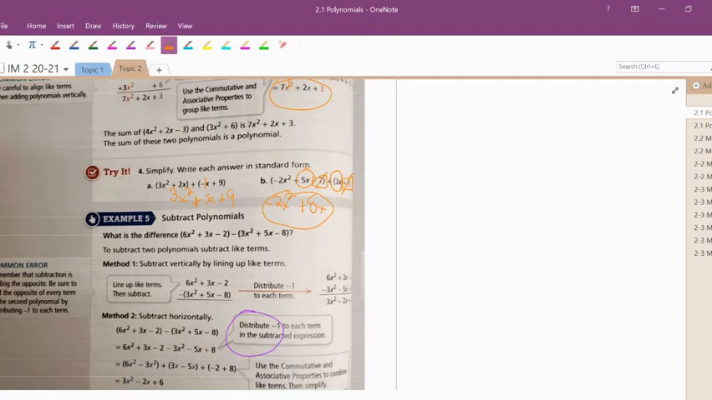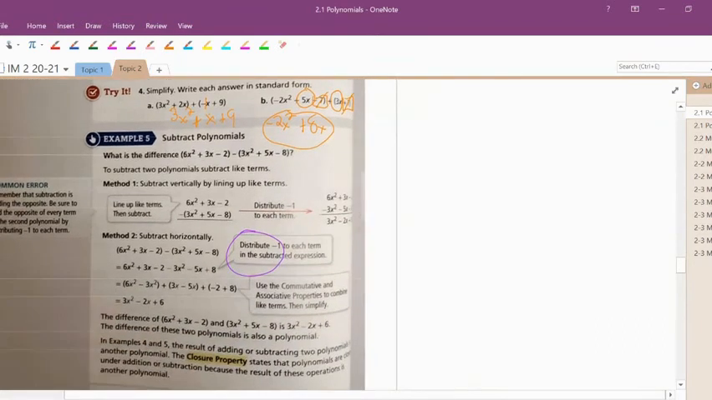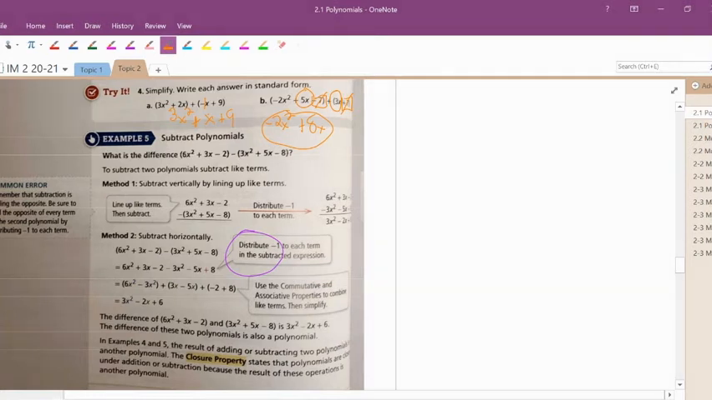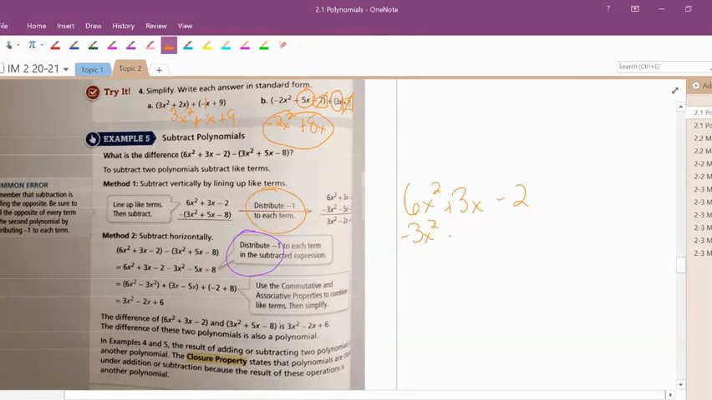Now, subtracting polynomials is basically the same thing. So you can line them up and then just subtract. I think that's a little bit more difficult. What they have, and it's kind of cut off, is distribute negative 1 to each term on the second polynomial. So it'll be 6x squared plus 3x minus 2. That doesn't change. But now we're subtracting 3x squared, so it's like adding a negative 3x squared. We're subtracting 5x, so it's like adding a negative 5x. And we're subtracting 8, so that's like adding 8.